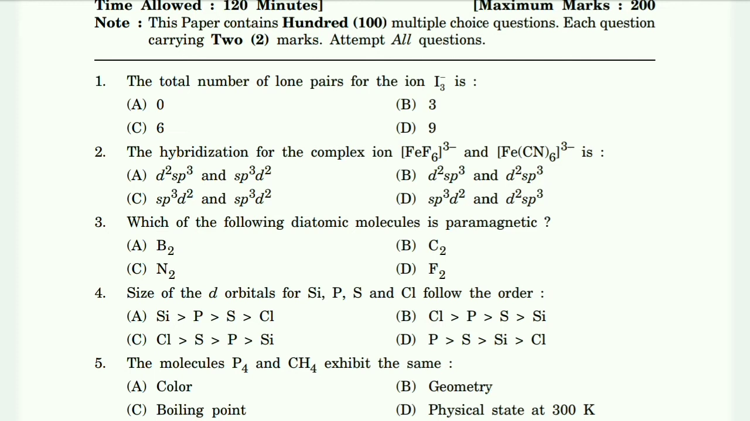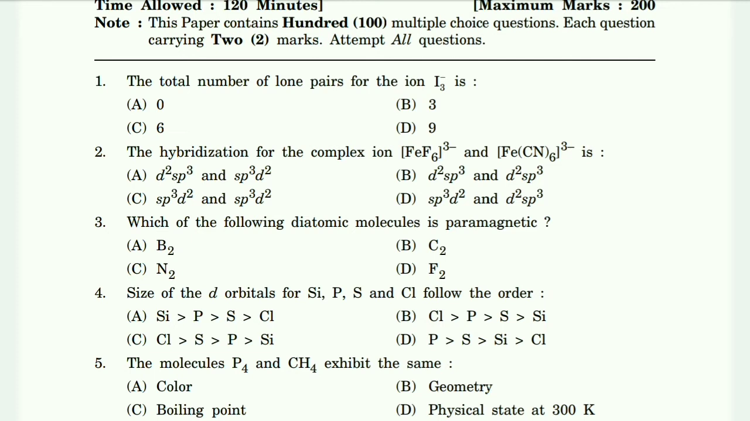Now let's move towards question number 3. Which of the following diatomic molecules is paramagnetic? Now this question is based on molecular orbital theory from chemical bonding. Let's check the first molecule, that is the B2 molecule. The B2 molecule has a total of 10 electrons. Each boron has 5 electrons, so a total of 10 electrons. So that is sigma 1s, sigma star 1s, sigma 2s, sigma star 2s, all of these having 8 electrons.